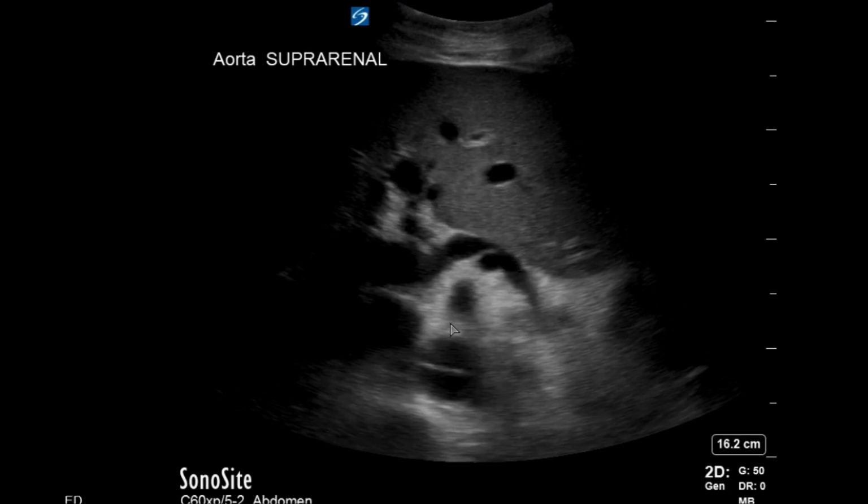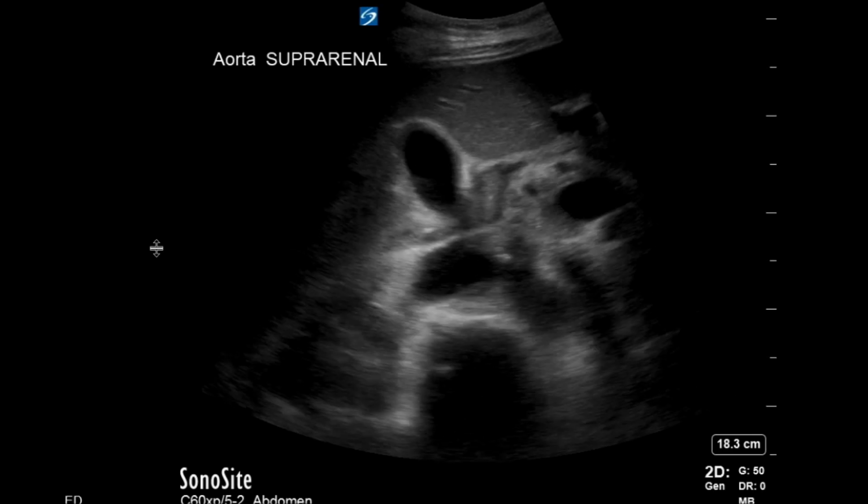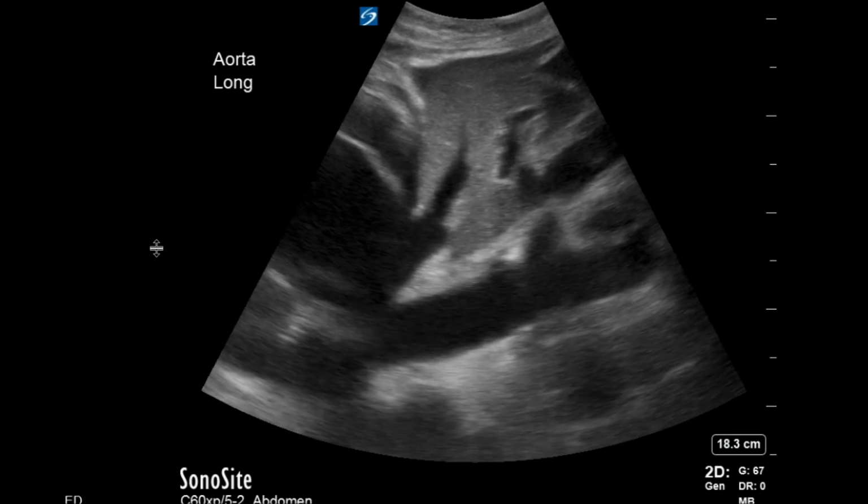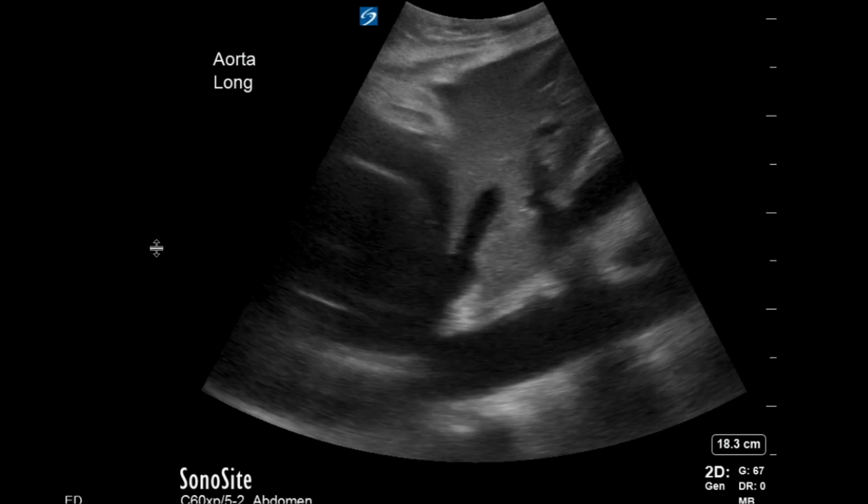So we usually would do it at end diastole, and we would do a measure from the outer part of the wall to the other outer part of the wall. So, just around 3 centimeters, which is kind of top normal. So, she does have definitely a dissection flap there. So let's keep going. Now let's look at a longitudinal.